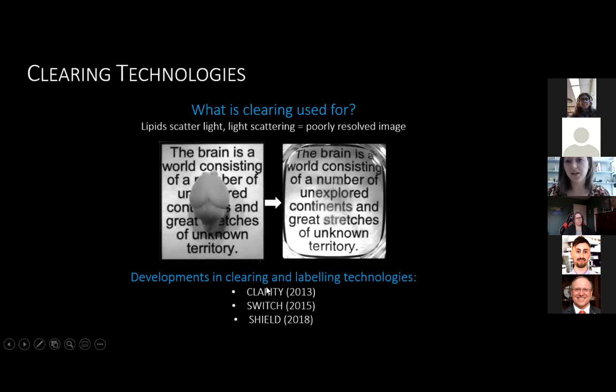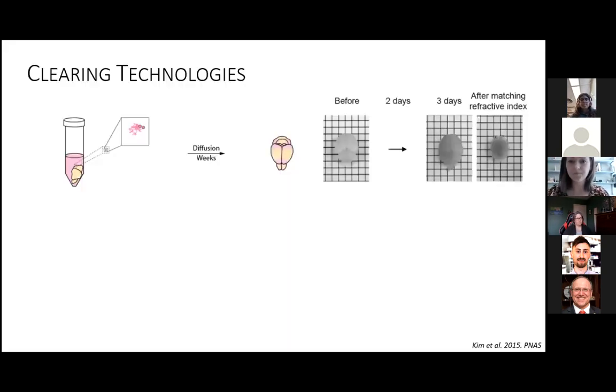So the first one was Clarity in 2013, and then you had things like Switch and Shield. I'm not going to get into the specifics of how each of those work. I'll just provide one example, but if that's something that interests you, I highly recommend that you go look at the Chung Lab and their resources, where they have all of these different protocols. And the good thing is that the longer that these protocols and these things are around, the more accessible they become and the more affordable they become.